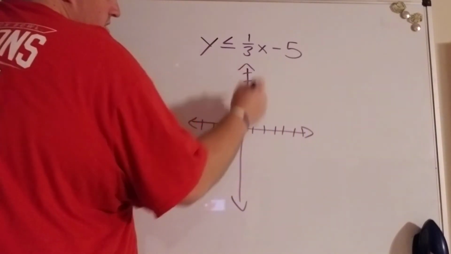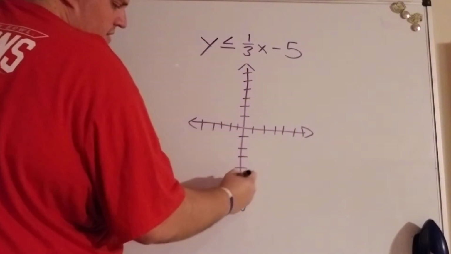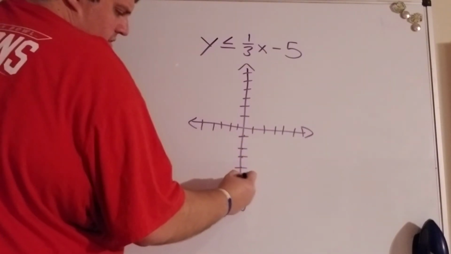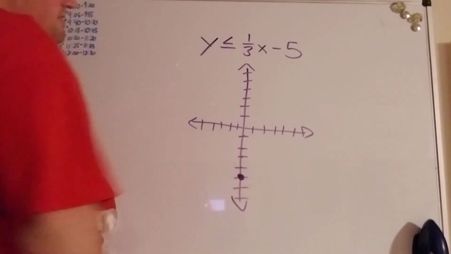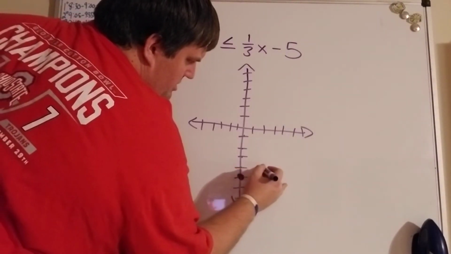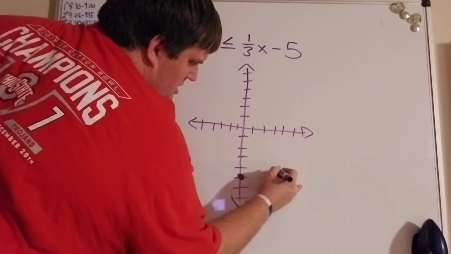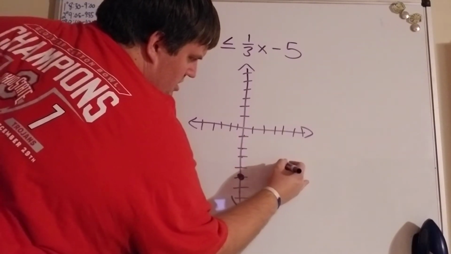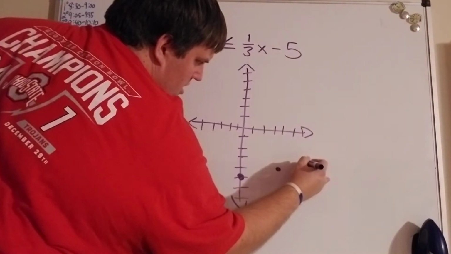And it looks like it has a y-intercept of negative 5. So 1, 2, 3, 4, 5. Right here is my y-intercept. And then for the points, I'm going to rise 1, go 1, 2, 3. Rise 1, go 1, 2, 3.